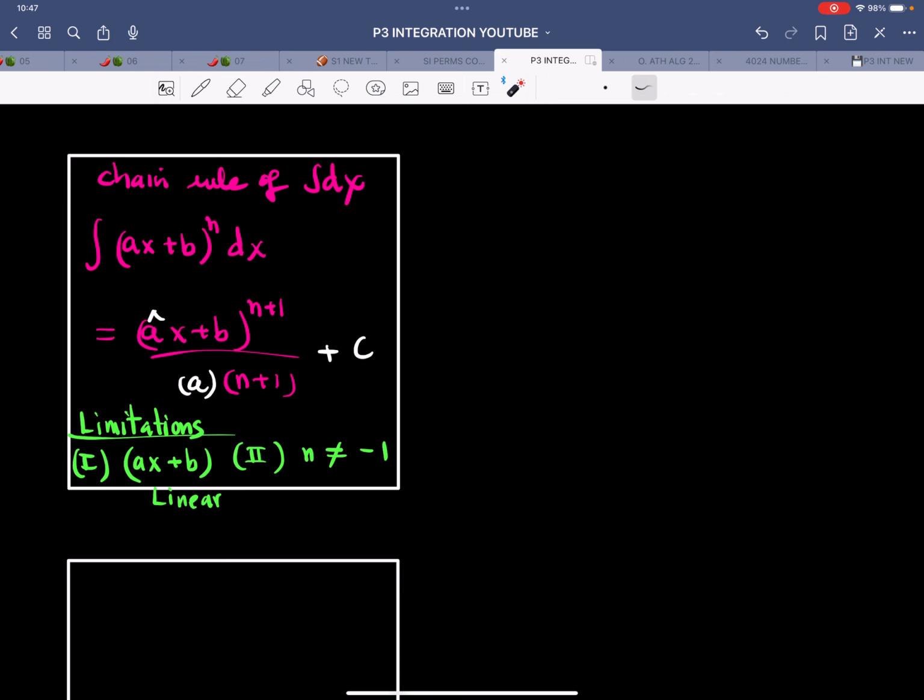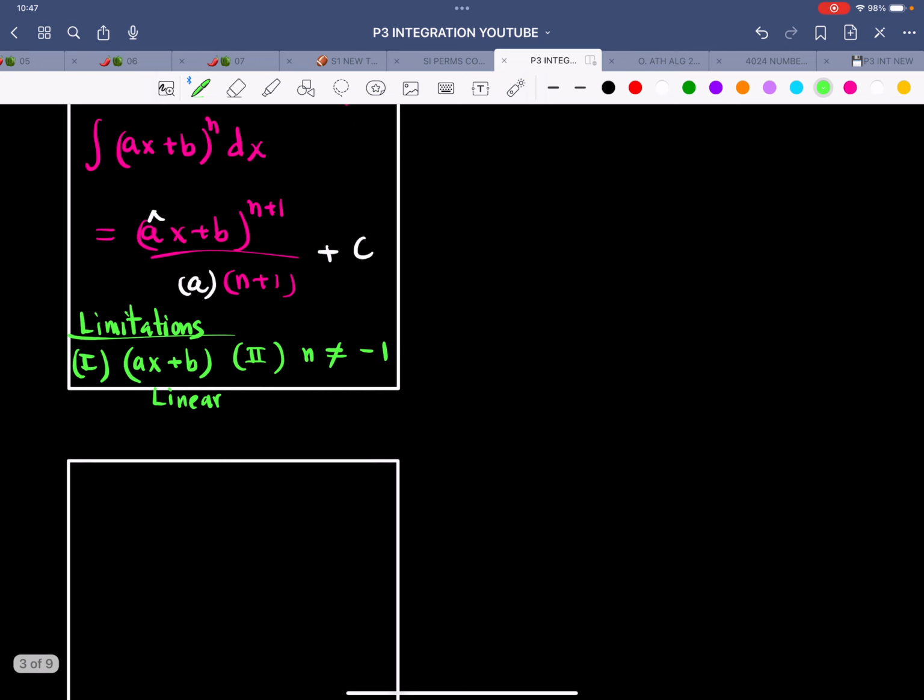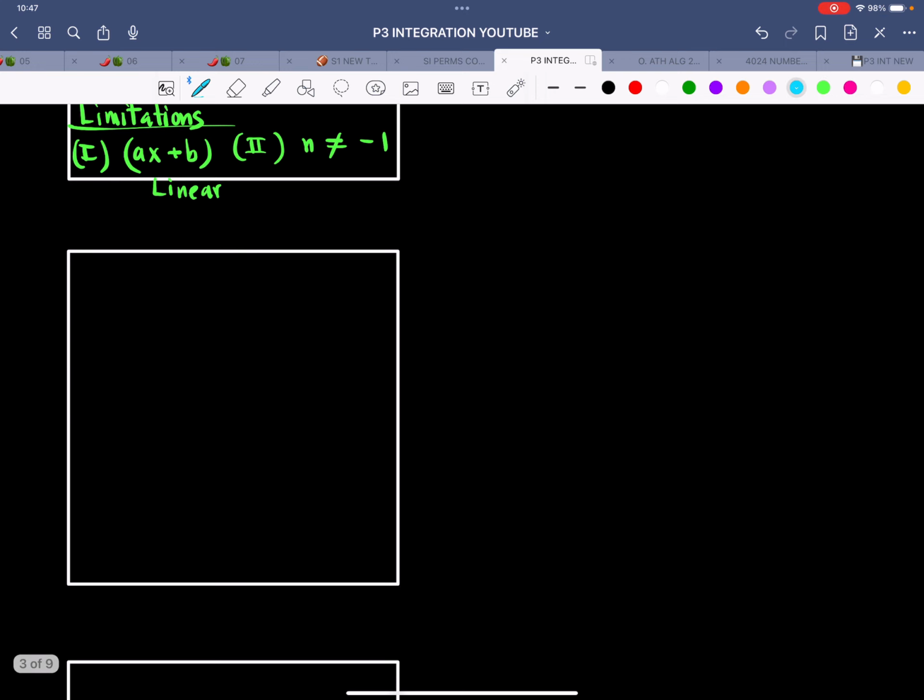What's the issue with -1? If I take -1 over here, -1 plus 1 becomes a 0. Any fraction divided by 0 will become undefined. So therefore, this is not possible. So this is the chain rule of integration. That is the first technique that I've written over here. Let me move to the second and the third technique.